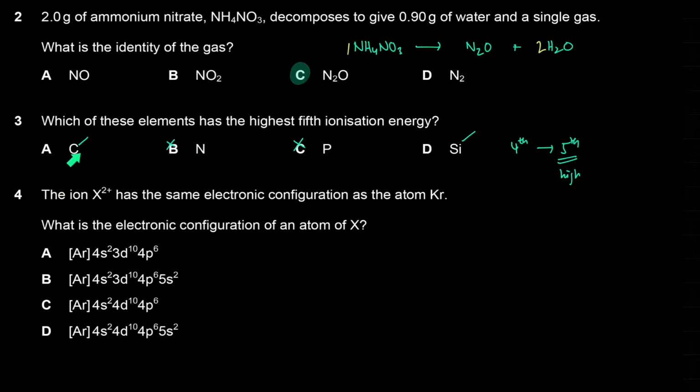Which one of these do you think has a higher fifth ionization energy? Would it be carbon or silicon? If you go down the group, the ionization energy decreases. So that means carbon would have the highest fifth ionization energy.